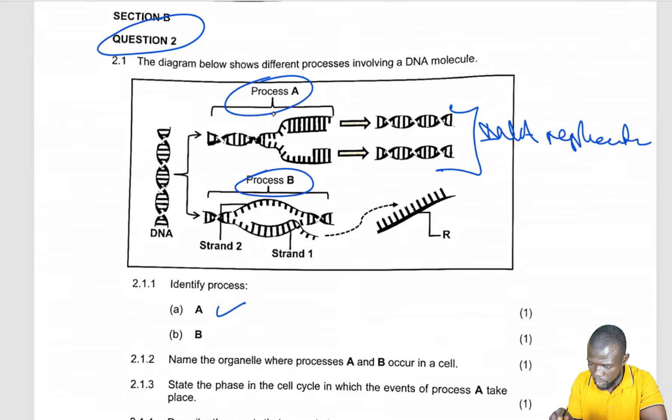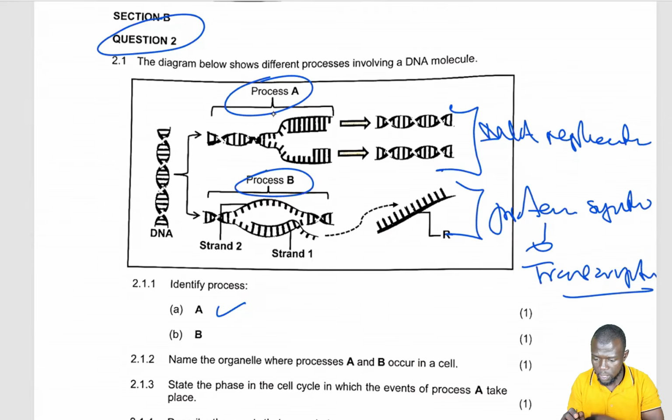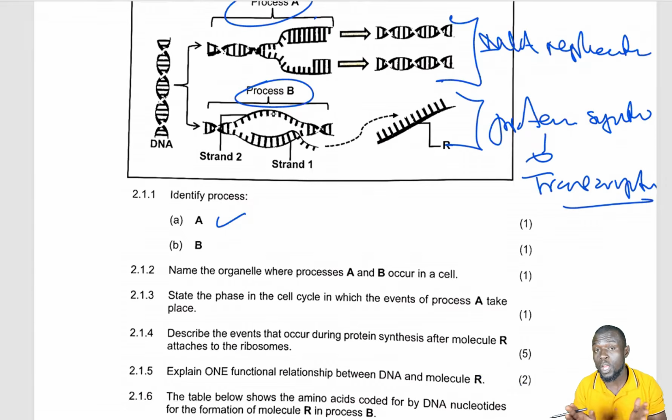While process B, we see this is protein synthesis. Basically, we see that this is transcription. So process B is transcription, while process A is DNA replication. They can ask you: what's the difference between transcription and translation? What are the similarities between transcription and DNA replication?